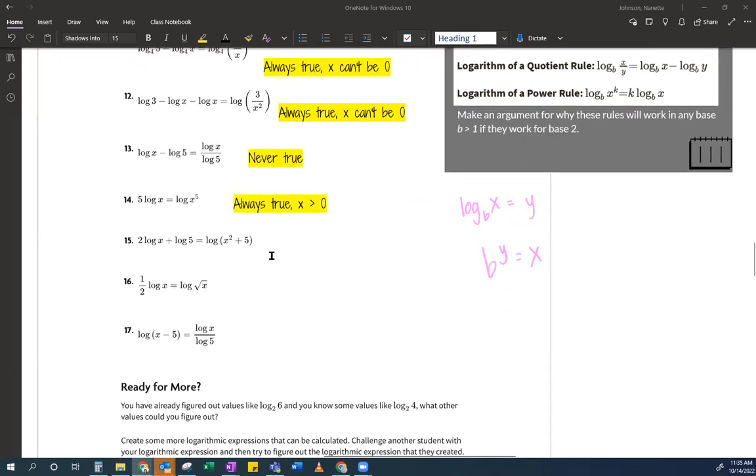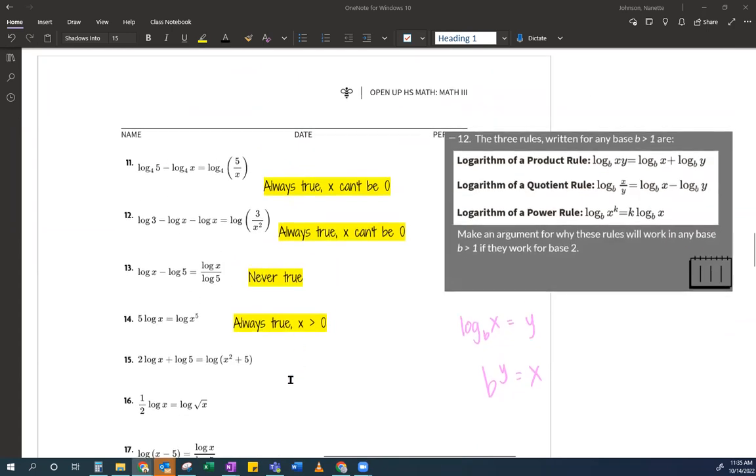Perfecto. Okay, 15. What about this one? 2 log x plus log 5 is equal to log of x squared plus 5. Sometimes, always, never. What do you think? Yes, no, maybe so? Very good, very good.